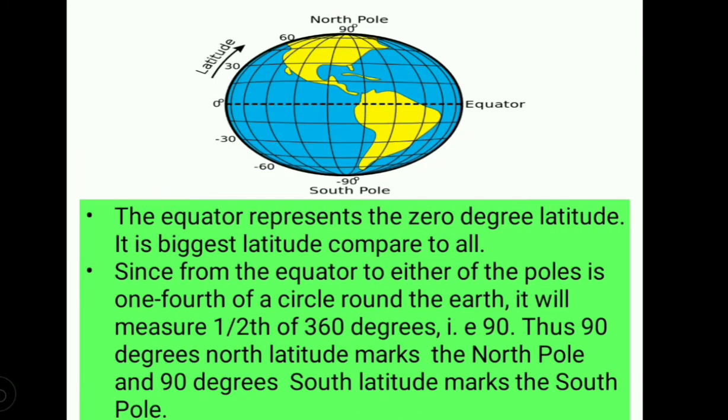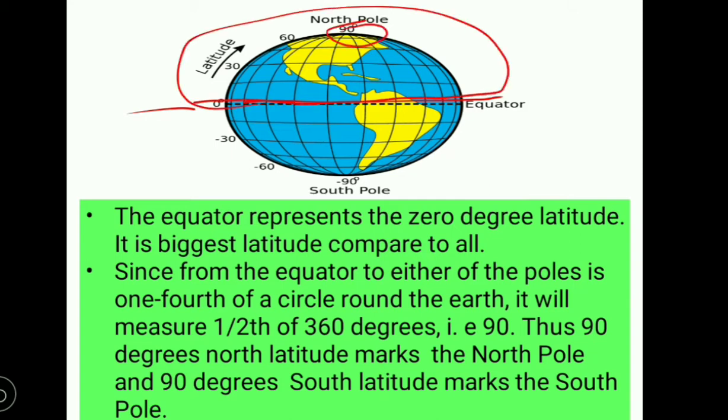Next, the equator represents the 0 degree. Just observe, we have given it the name 0 degree. The equator line is the 0 degree latitude and it is the biggest latitude compared to all. From the equator towards the north pole, the latitude measurement is in decreasing order. It is the same in the south pole also.